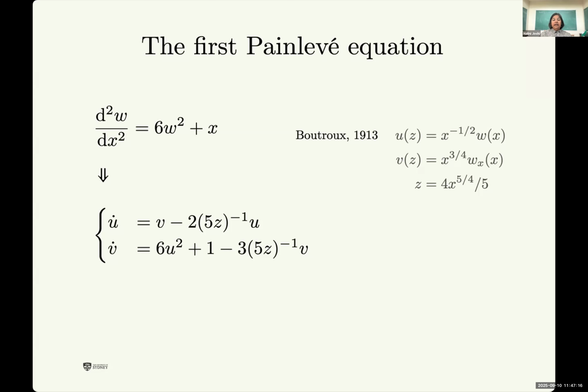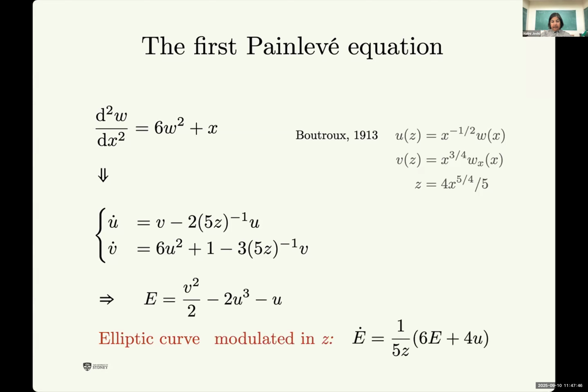And the interesting thing here is that this system is a Hamiltonian system, regardless of the fact that it's not autonomous. So the energy E can be written down as a polynomial in u and v. But because this is a non-autonomous system, this E is not conserved. It gives you an elliptic curve with what I previously called the parameter K replaced by 2 times E. But that E is changing with z.